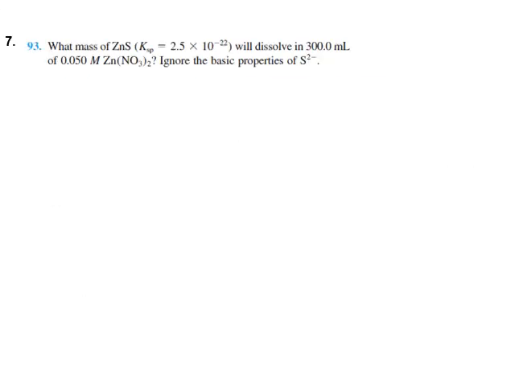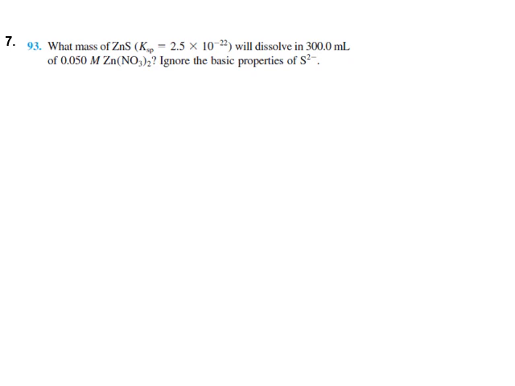Okay, this one again is phrased differently, and the reason I've included these is because it gives you a chance to see them stated in various ways. So here, what mass of zinc sulfide, KSP is given, will dissolve in 0.3 liters of 0.05 molar zinc nitrate? Don't worry about that last part, just forget that. So we're given the KSP, and we're trying to find the solubility for zinc sulfide.